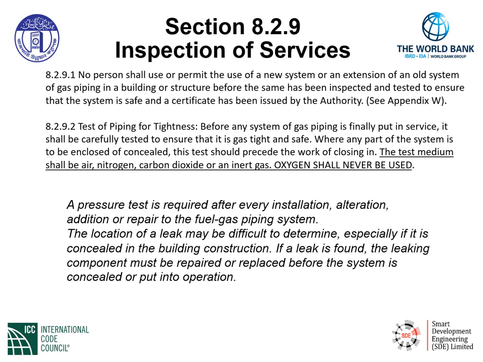According to 8.2.9.1, no person shall use or even permit the use of a new system or even an extension of an old system of gas piping in a building or structure before the same has been inspected and tested to ensure that the system is safe and a certificate has been issued by the authority. The reference here is see Appendix W. You remember the documentation that needed to be provided to the authority for the gas piping system.